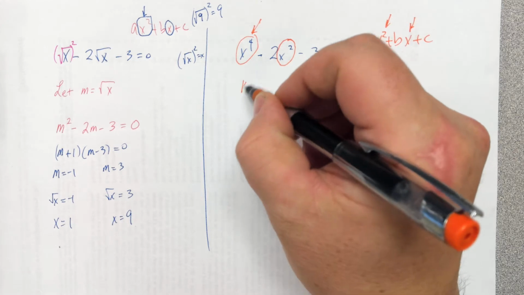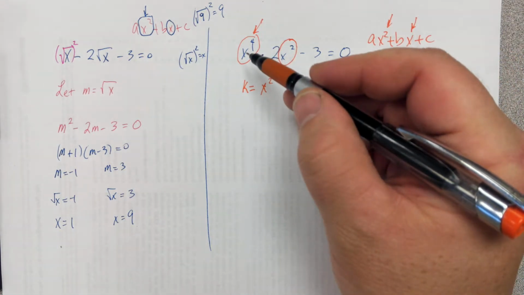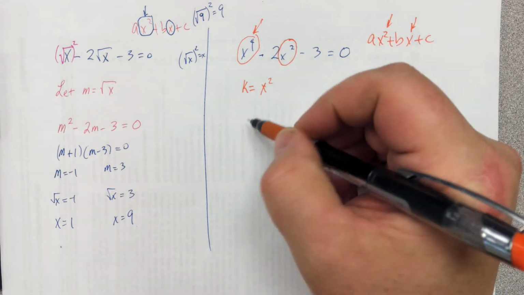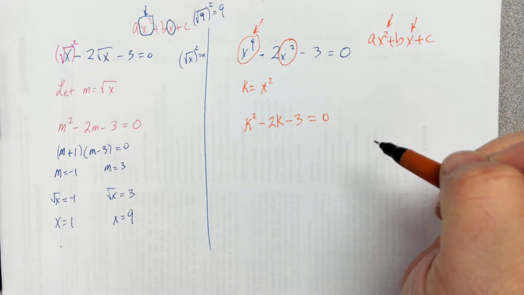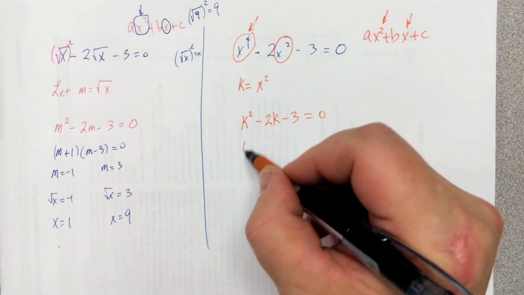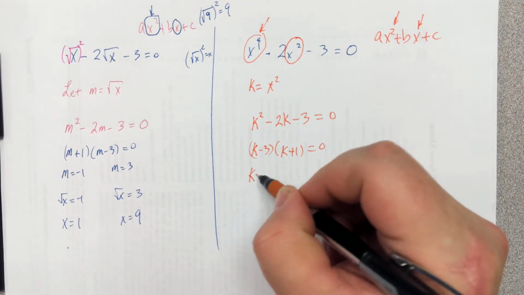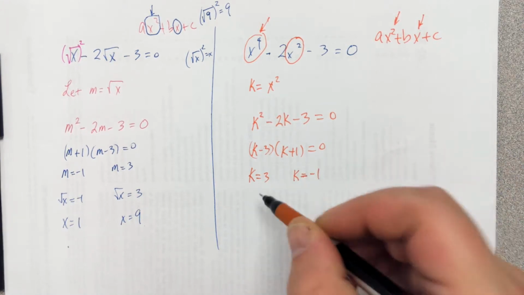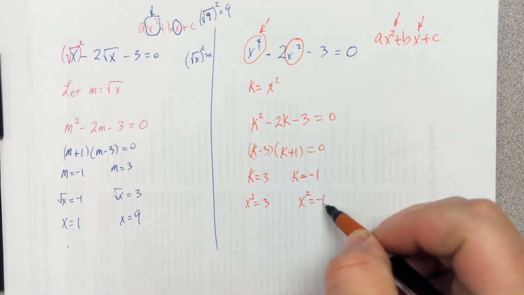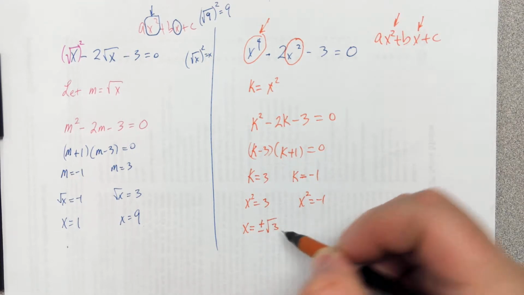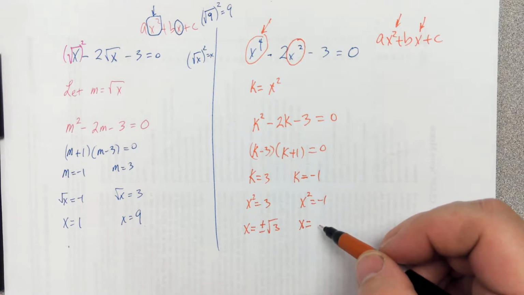So we're going to use k this time. That's k right there, and that's k squared, because that's x squared squared. So we got k squared minus 2k minus 3 equals 0. K minus 3, k plus 1. So k equals 3, k equals -1, and k again was x squared. So x equals plus or minus the square root of 3, and x equals, man, it's imaginary.